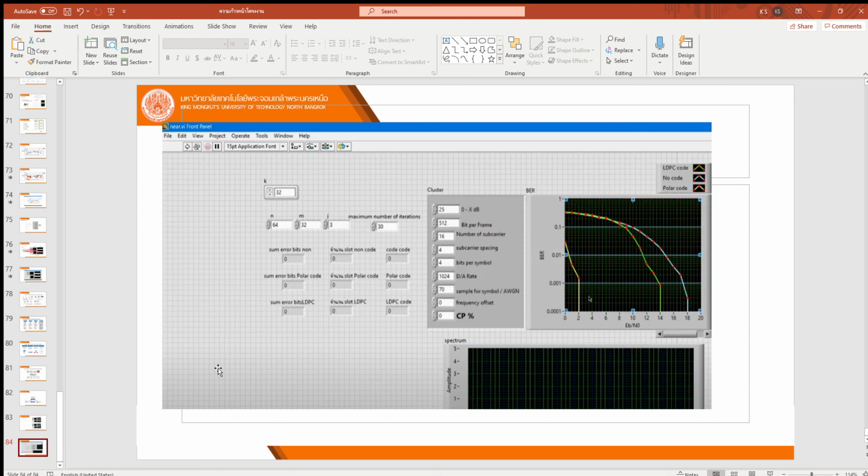And this is the end of the tutorial. I hope that everyone will have some understanding about 5G and how you can use this technique to apply to research in the future. Thank you very much.